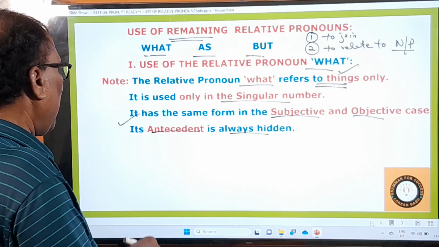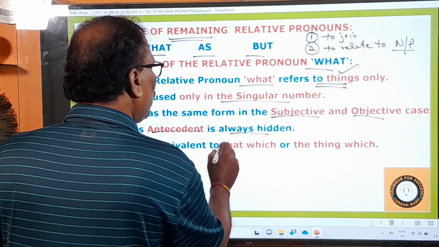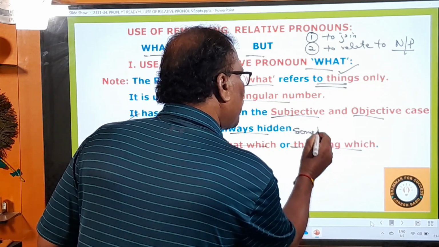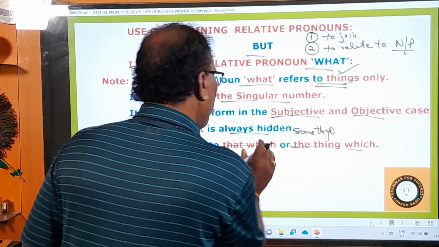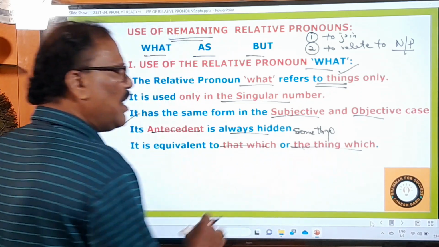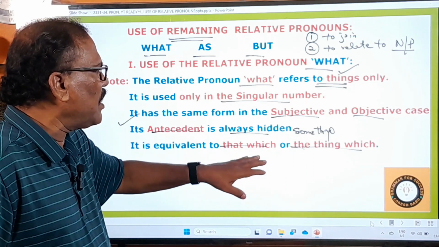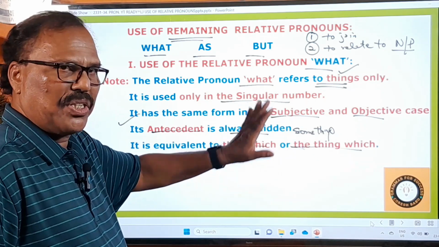That point is there. And here what is that? It is equivalent to that which, or the thing which, or you can also say something which. Okay, something which, that which, or something which. It is equivalent to this. What is equivalent to these two things, that which or something which, whatever it is.